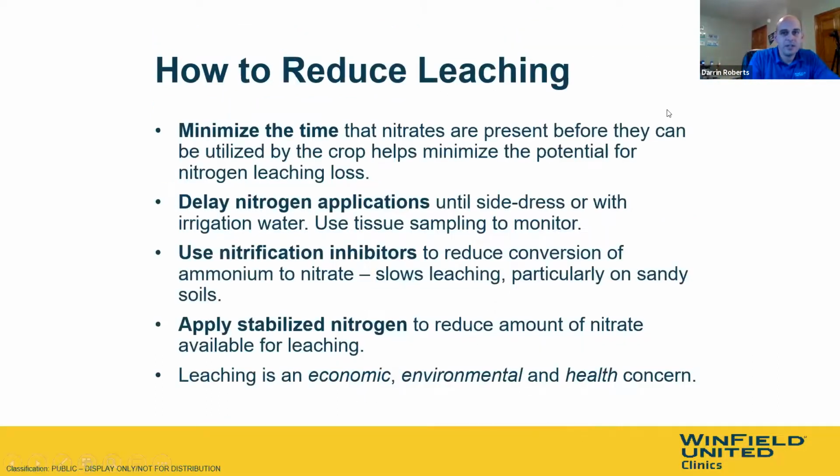Okay, and so some of the things we can do to help reduce leaching, a couple of these deal with timing, minimizing the time that the nitrates are there before the crop can actually use it. And then the other aspect there, using nitrification inhibitors to try to keep nitrogen in the ammonium form that the soil can hold, keep it in that form for a longer period of time, okay?